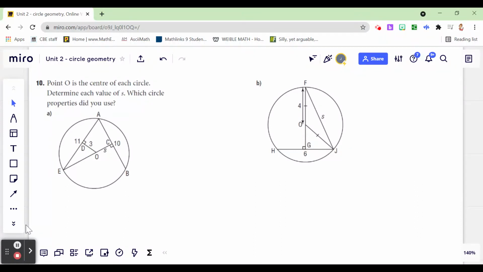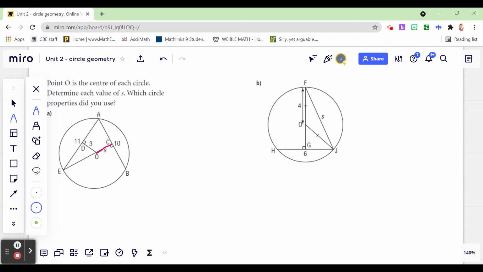Okay, so I had a student request that they wanted to know how to do question 10 from the textbook, and I can see why. It's a nice, complex question going on here. So I thought I would just make a quick video for everyone. All right, so when I first look at this, I can see that my point O is there, and I'm asked to determine S, so this side length here.